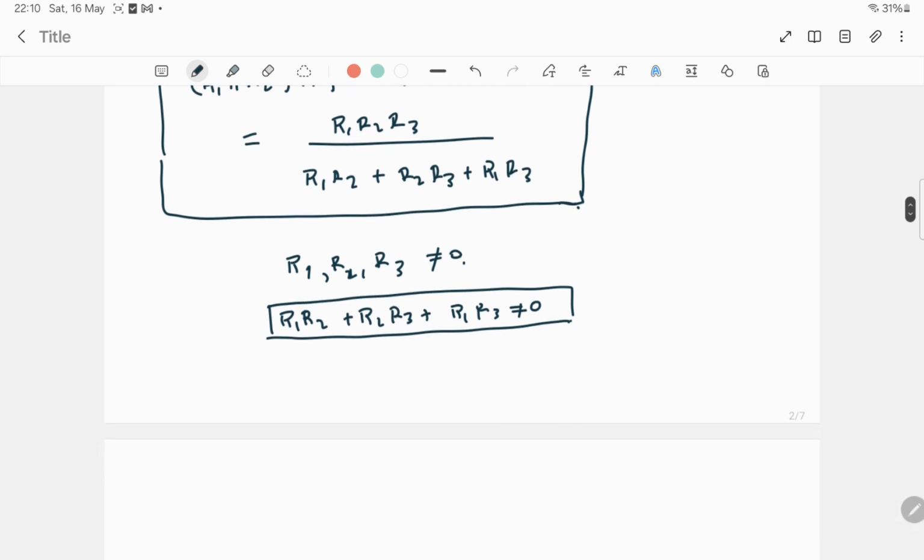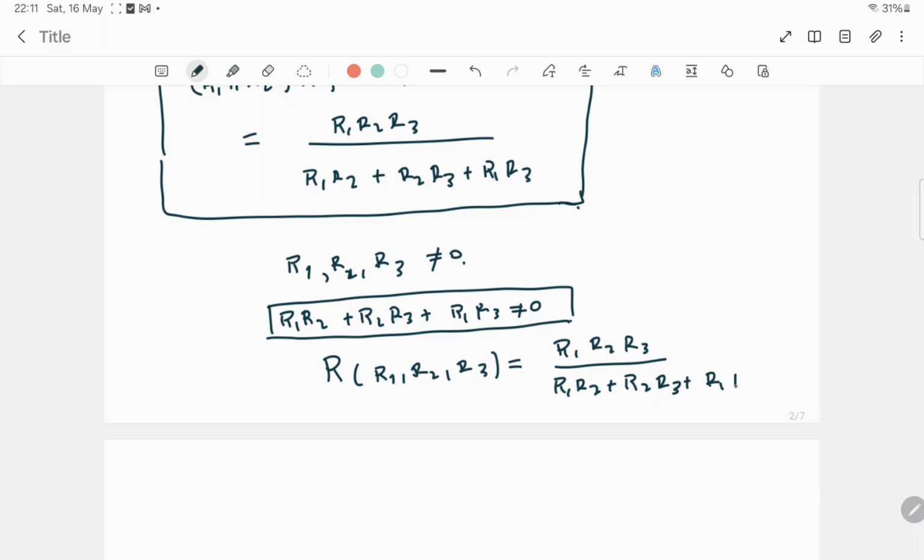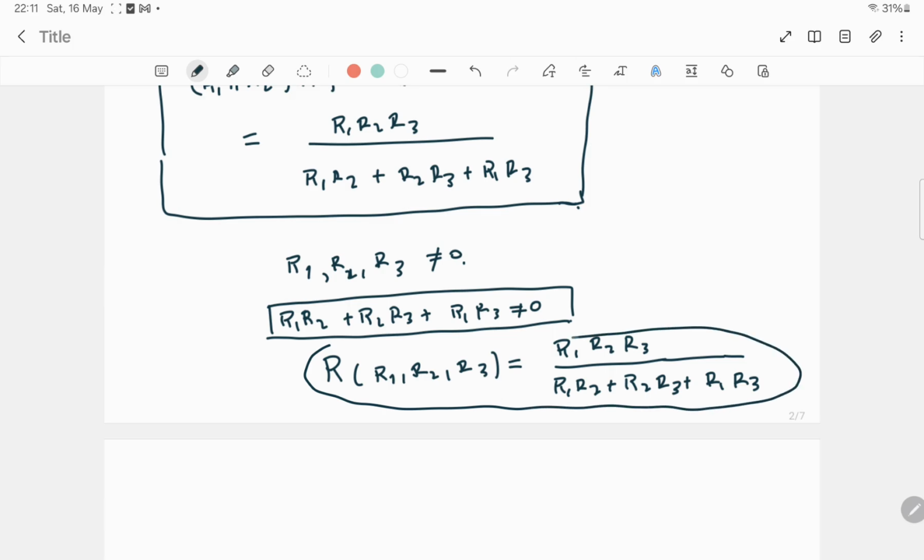So let's call it capital R, the total resistance here, and it is a function of 3 variables, R1, R2 and R3. This is a function of 3 variables in this case, and this is the formula.